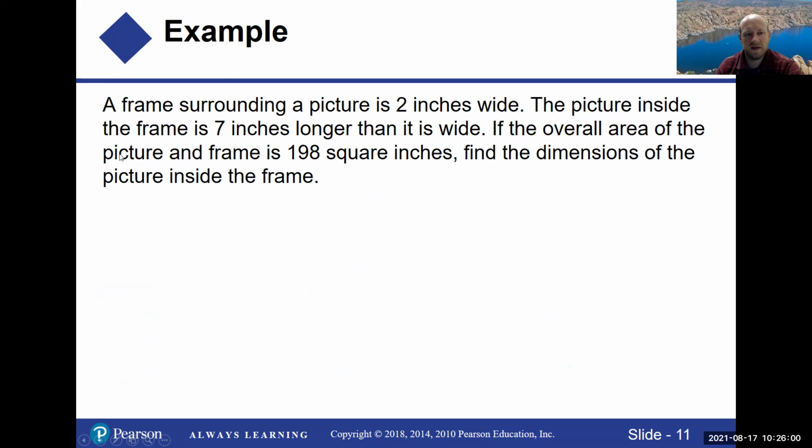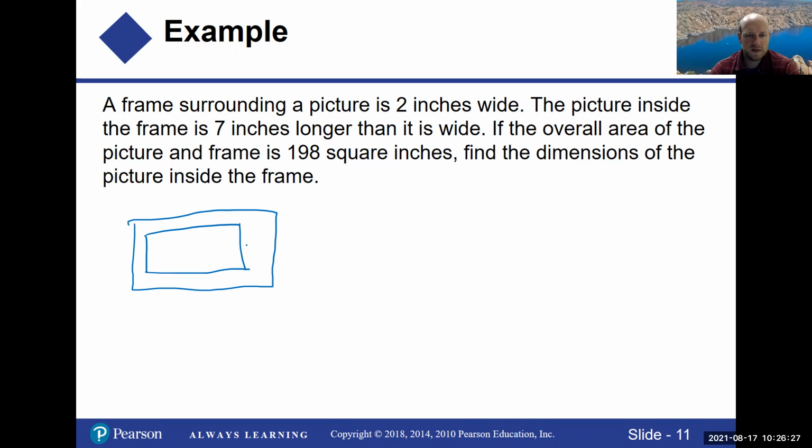If the overall area of the picture and frame is 198 square inches, find the dimensions of the picture inside the frame. So let's draw out what's going on. We have this picture, and then we have a frame surrounding the picture. Let's just assume that's uniform.